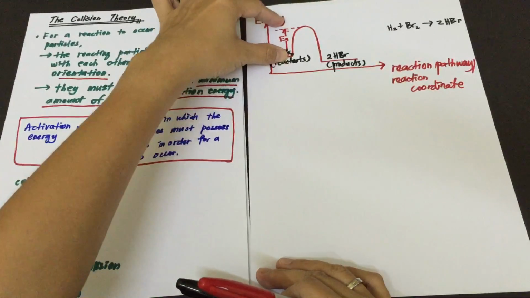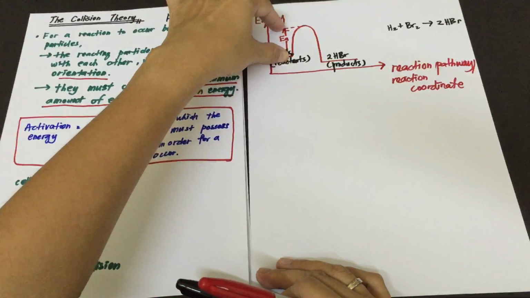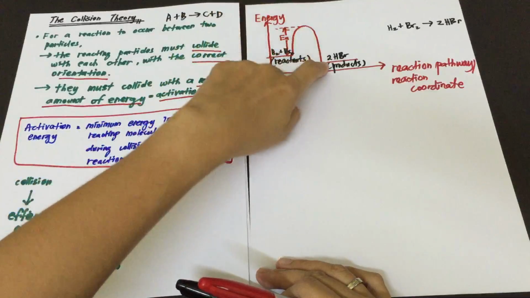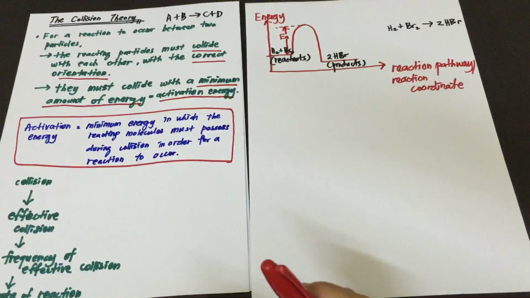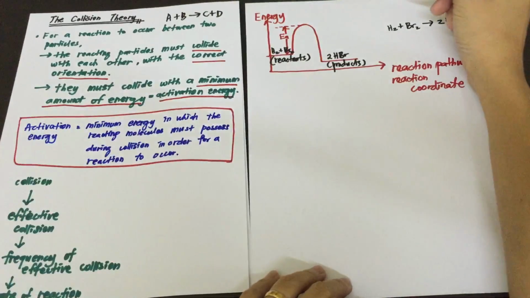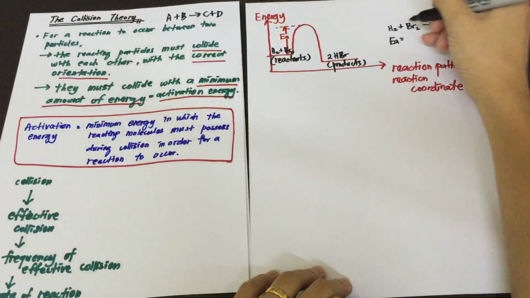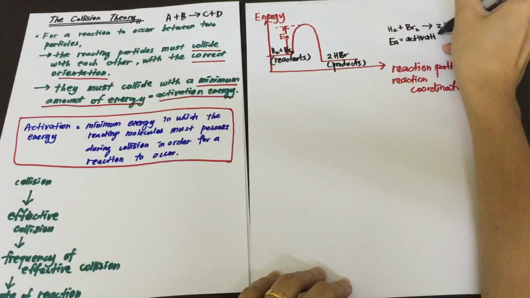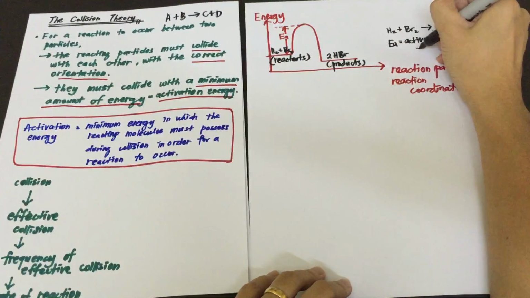They can actually have more over here or over here or over here, but this is the minimum that they must possess in order to cross the hill and come down to form the products. So this is the meaning of activation energy. So that's why when you label the activation energy, you must label the energy level starting from the reactants until the top of the hill.